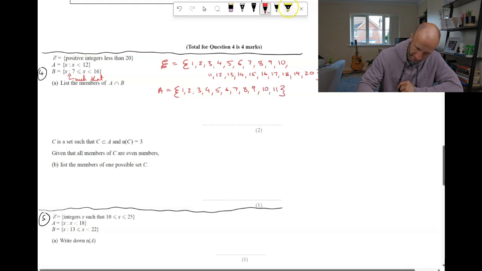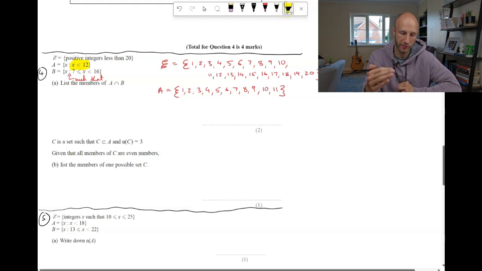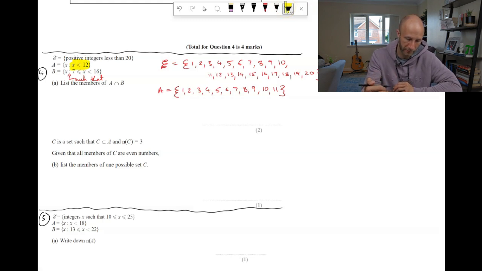Okay, it's strictly less than 12 because it's got the strict inequality here. It's not got the equal to bit like part B will have, or set B. So x is less than 12, strictly less than 12. So A will be the numbers from 1 to 11.